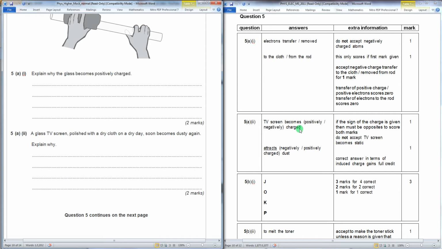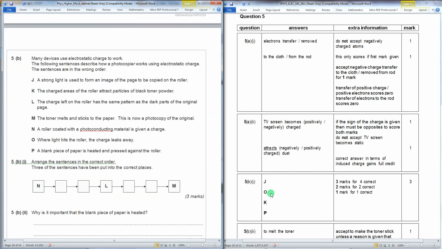Now, you also got marks for saying that charged objects also attract neutral objects, because that is true. And that's the most likely scenario here, actually, that the dust will not really be charged, but because the TV screen is positive, it still attracts the neutral objects. Remember, it induces a charge separation on the neutral objects, which will mean there will be a very weak force of attraction between the charged TV screen and the neutral dust. So either of those two got you the marks there.